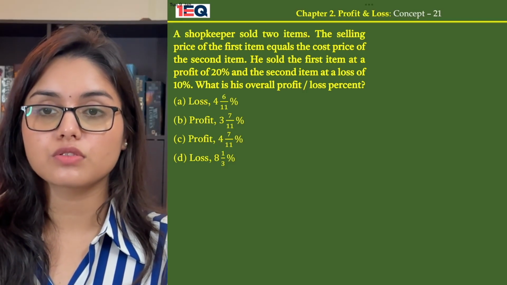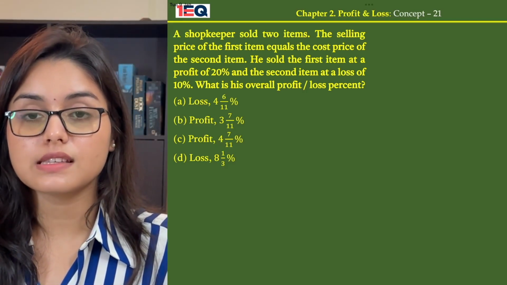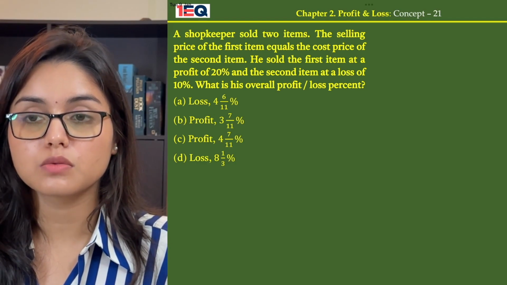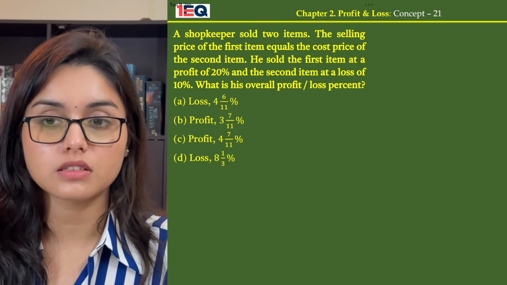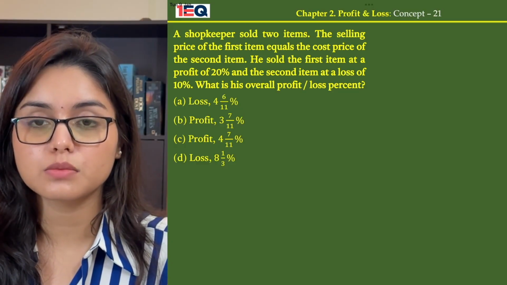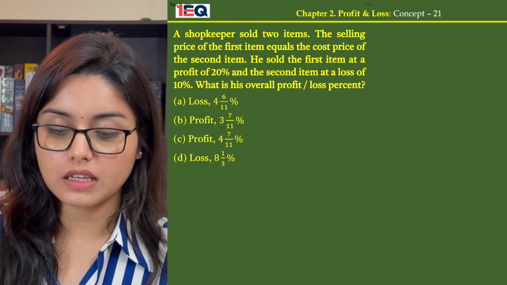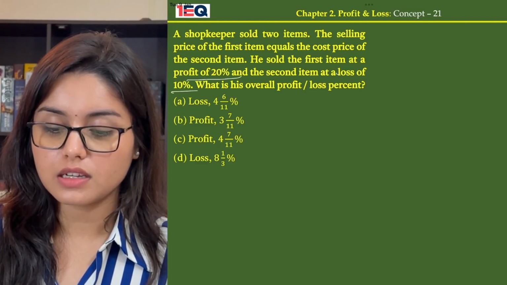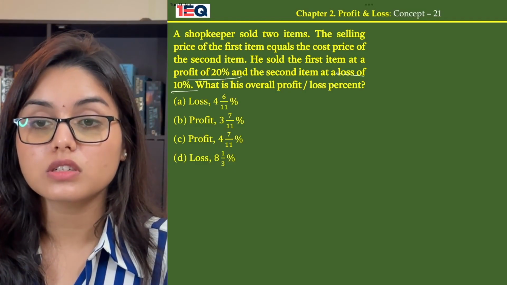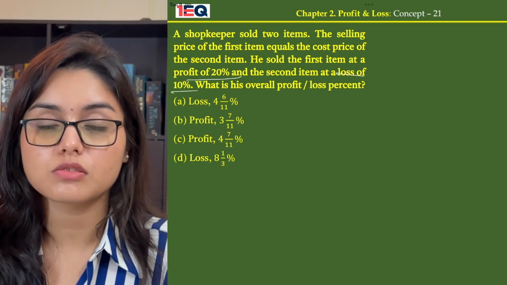A shopkeeper sold 2 items. The selling price of the first item equals the cost price of the second item. He sold the first item at a profit of 20% and then sold the second item at a loss of 10%. What is his overall profit or loss percent?